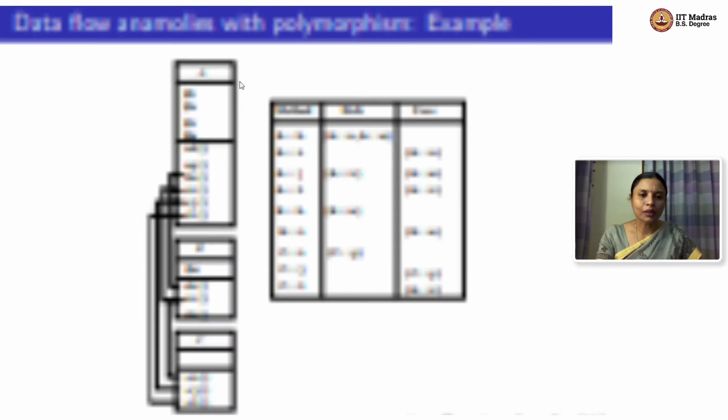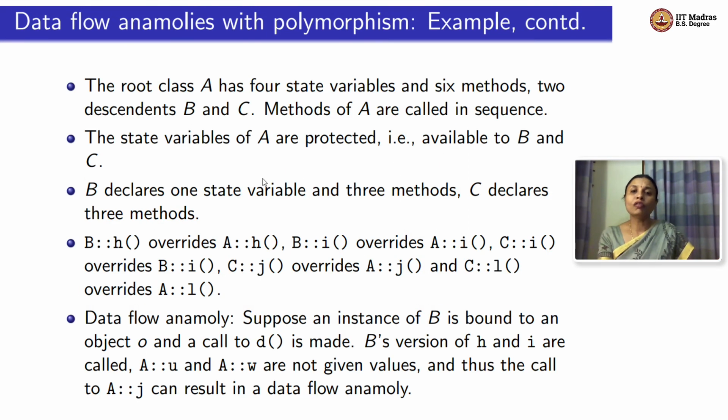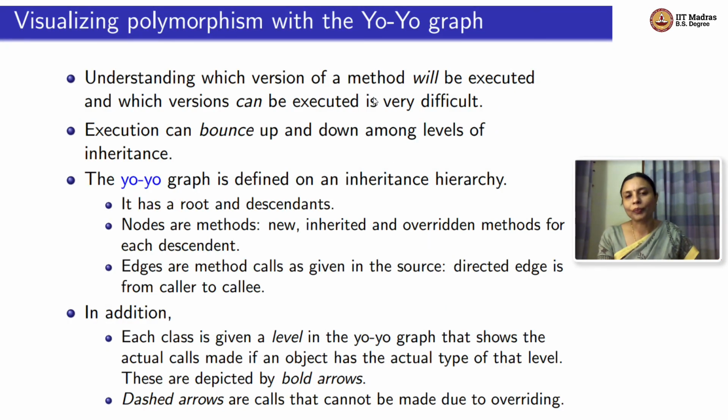So if you see here, for this example, method I, there is A's version, there's B's version, there is C's version. If an object O is bound to an instance of B, then maybe B's version will run. If an object O is bound to an instance of C, C's version will run. If an object O is bound to an instance of A, A's version will run. So 3 versions of the same method can run, but dynamically which version will run, we don't know. So the execution can bounce up and down in the class inheritance hierarchy. Such bouncing up and down of the calls in the presence of this is called a yo-yo graph.